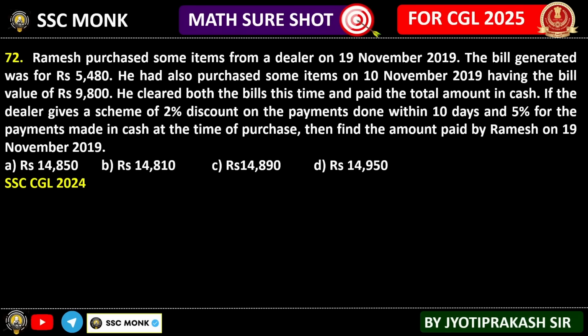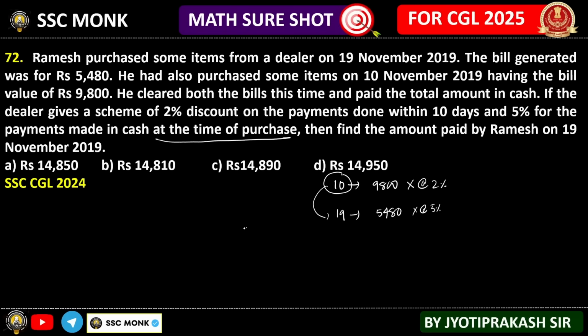Let's see. On 10th November, he purchased an amount of 9,800. On 19th November, he purchased an amount of 5,480. Clear? And it is saying if dealer gives a scheme of 2% discount for payment done in 10 days. He purchased on 10th, he is paying on 19th. So he will be getting 2% discount over here. And when he is making payment in cash at the time of purchase, he will be getting 5% discount. So 5% discount will be given only here, not here, because he is paying in cash at this time of purchase. Clear? Now, find the total amount paid by Ramesh.